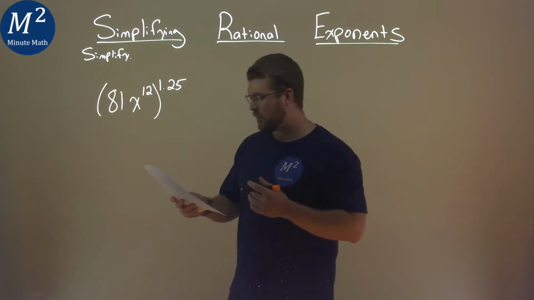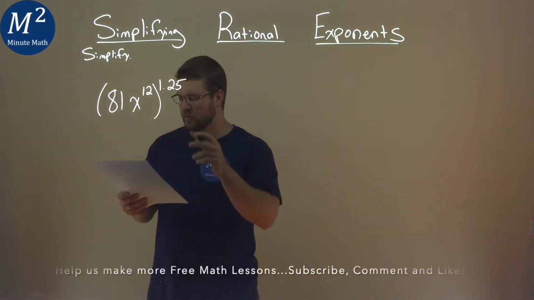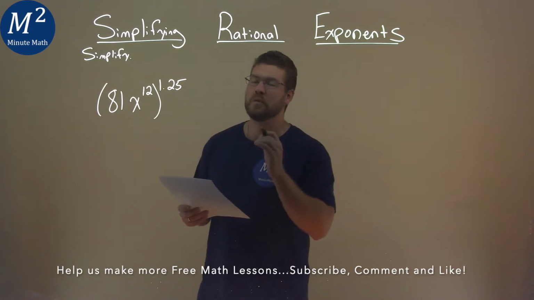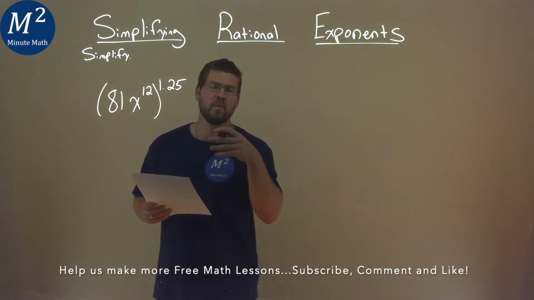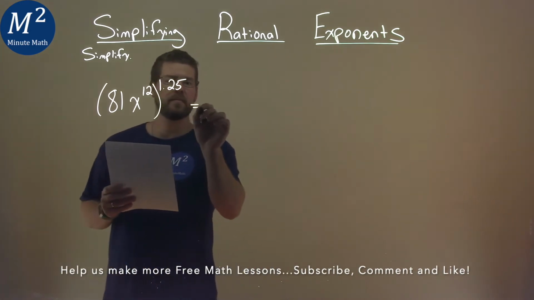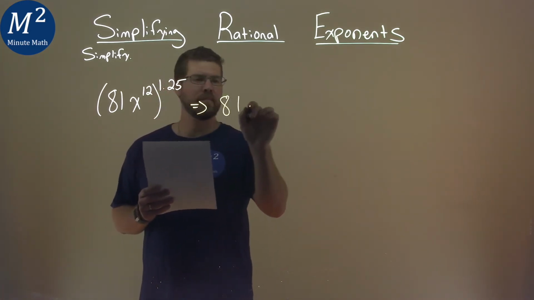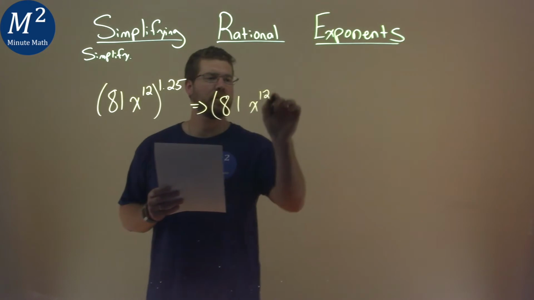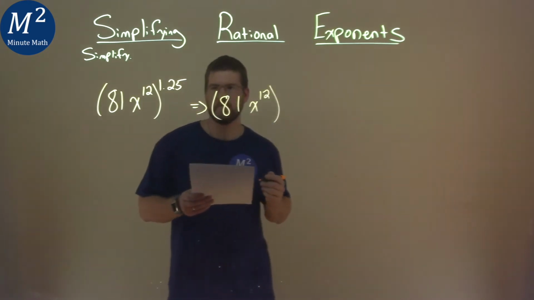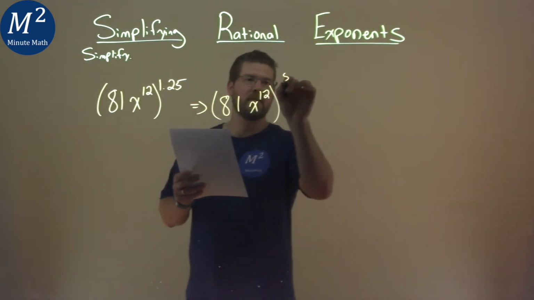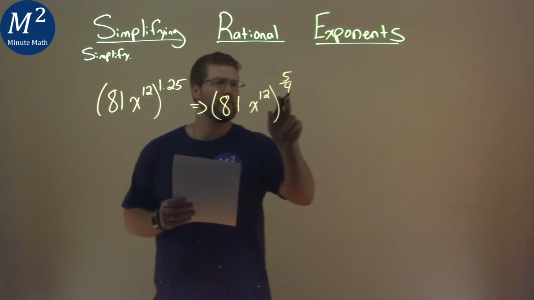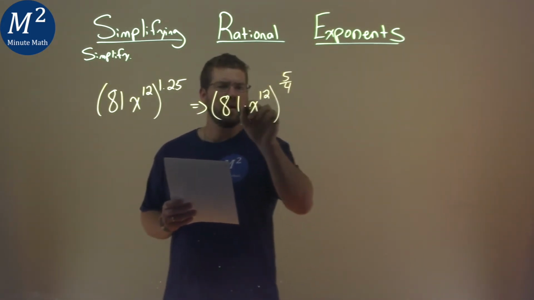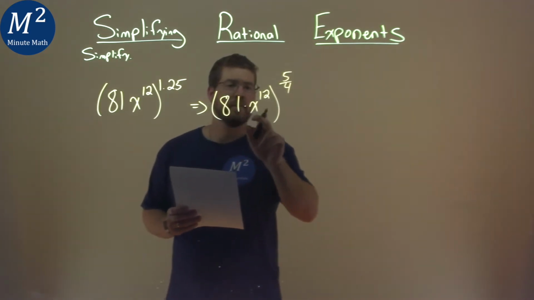We're given this problem right here, 81x to the 12th power, all to the 1.25 power. And we got to simplify. First thing is I'm going to convert 1.25 to a fraction. So we have 81x to the 12th power in our parentheses here, but instead of 1.25, that as a fraction is 5/4. We now can distribute this 5/4 to both parts. Multiplication is separating the 81 and the x to the 12th.